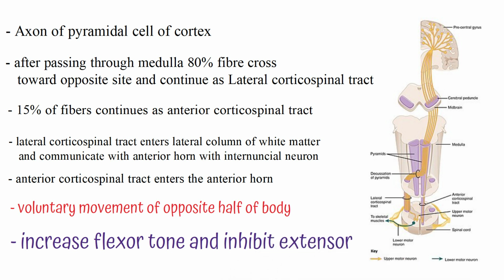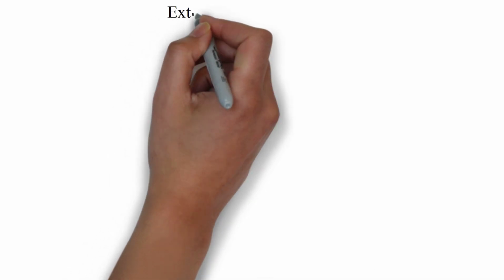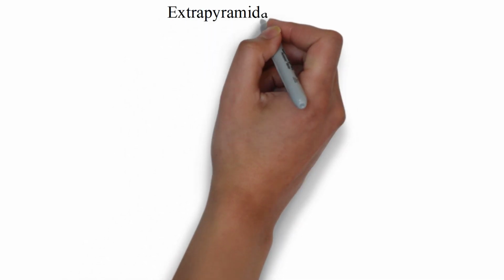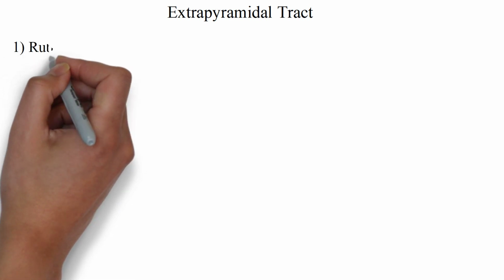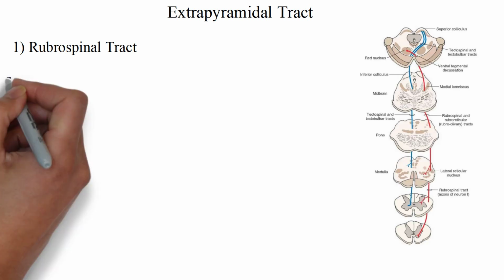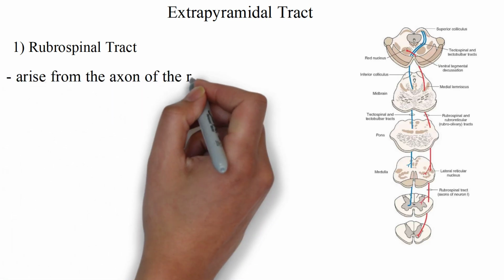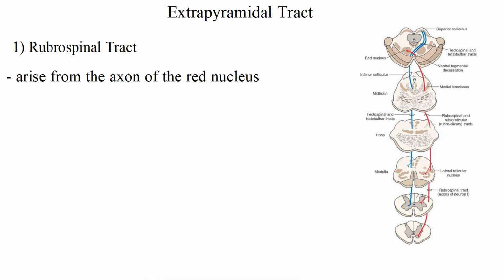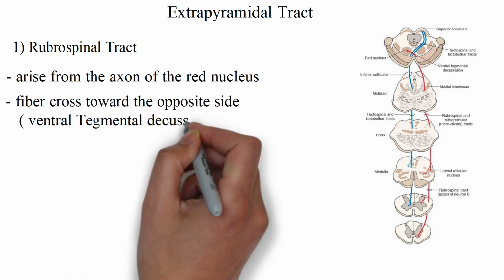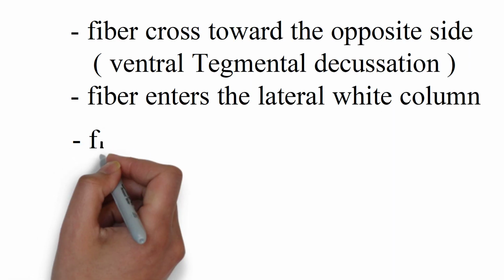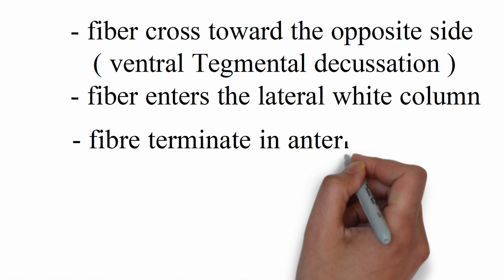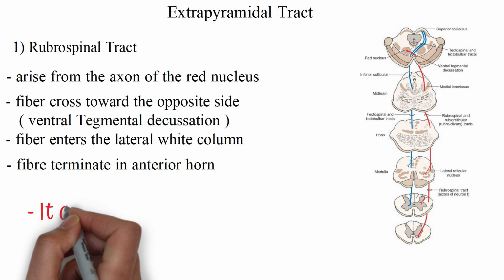Then we have extrapyramidal tracts. In this, the first tract is the rubrospinal tract. It arises from the axon of the red nucleus, which is present in the midbrain. The fibers in the midbrain cross towards the opposite side and there is a formation of the ventral tegmental decussation. These fibers then descend downward and enter into the lateral white column. Then these fibers make connection with the anterior horn of the gray matter with the internuclear neuron.